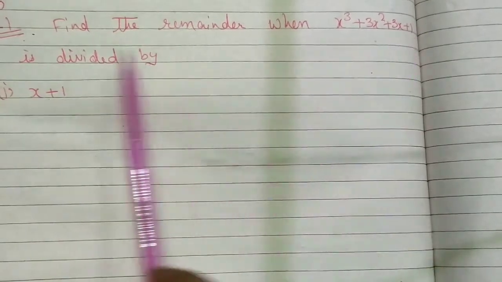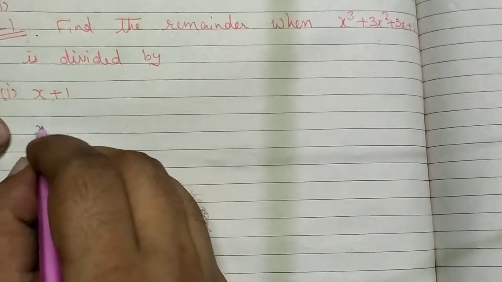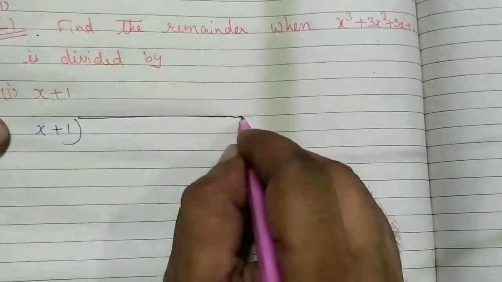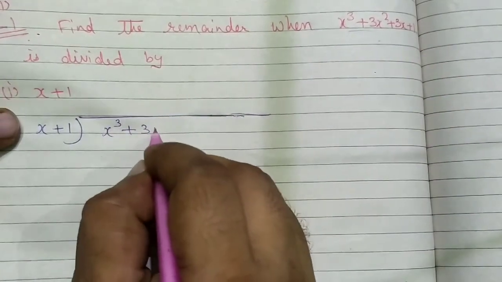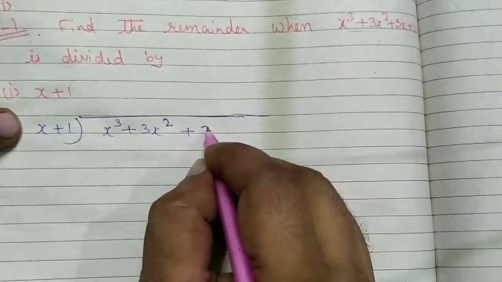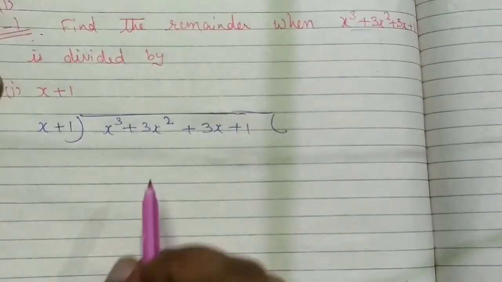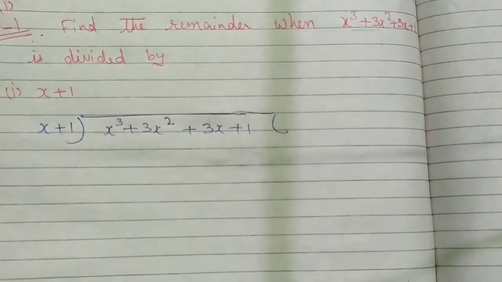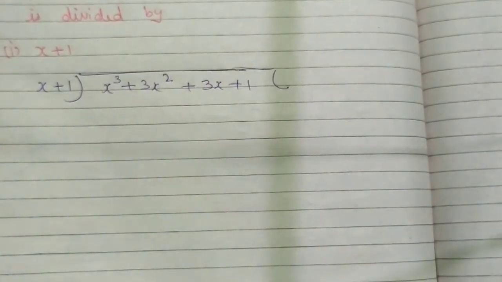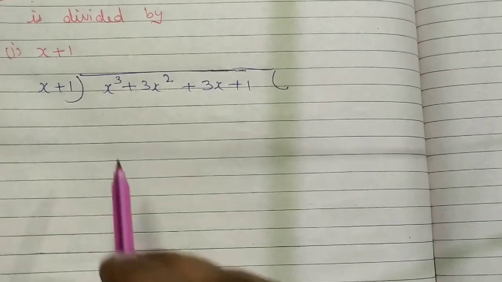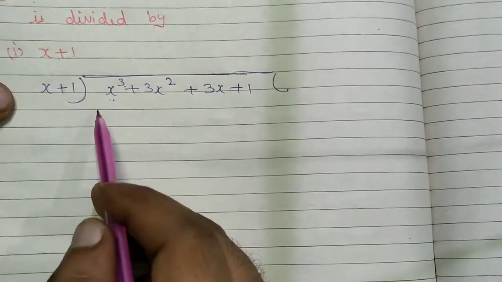square plus 3x plus 1 is divided by this one, right? So we need to write this in the place of divisor, and this one in the place of dividend. 3x square plus 3x plus 1, I will write the quotient here, right? So now you should know that when we divide, we need this x cube, so we have to factorize it sort of.